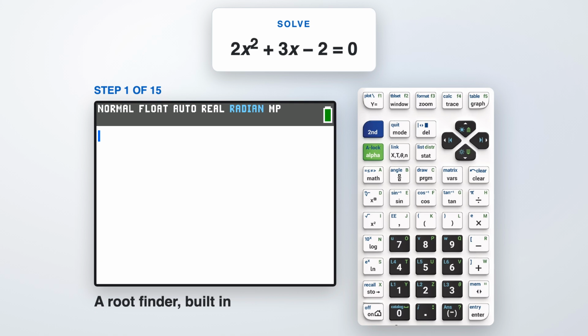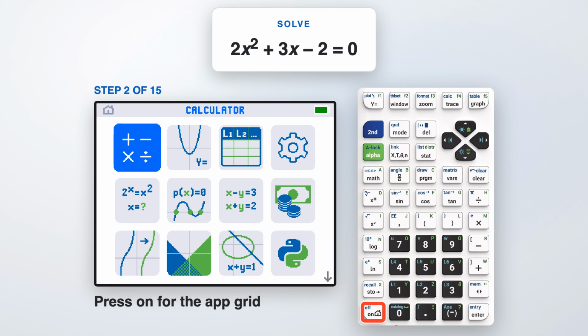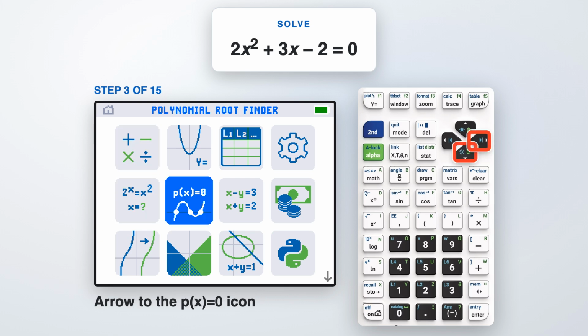Your TI-84 Evo has a Polynomial Root Finder built into it, and it'll solve a quadratic for you without the formula. It's one of the apps on the grid. Press the On key to bring that grid up. Arrow across to the icon that reads P of x equals 0. The bar along the top names it Polynomial Root Finder.